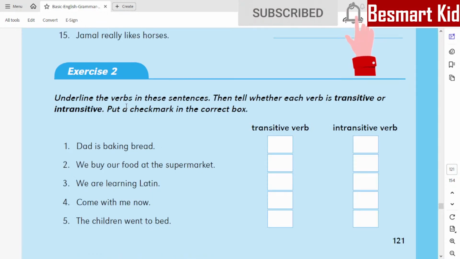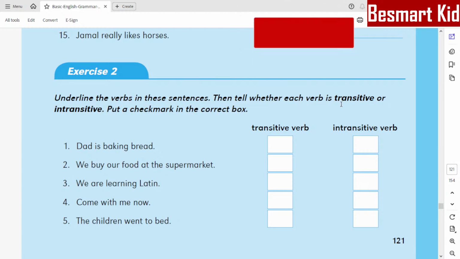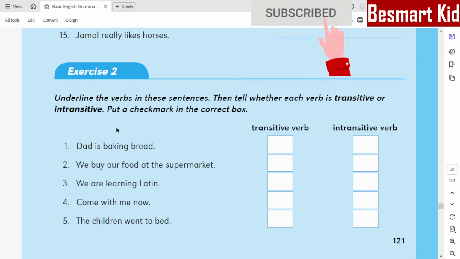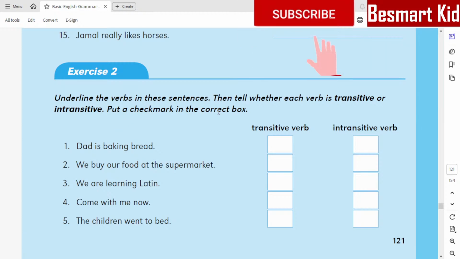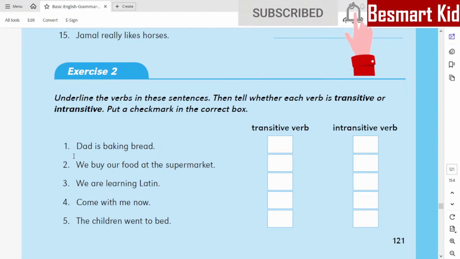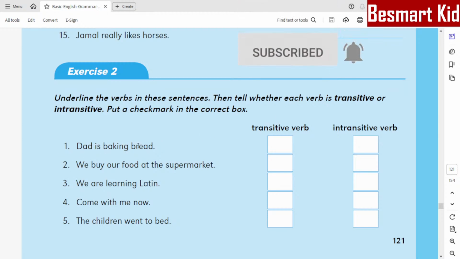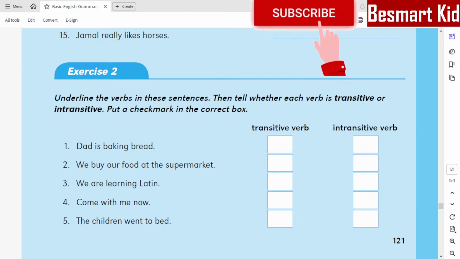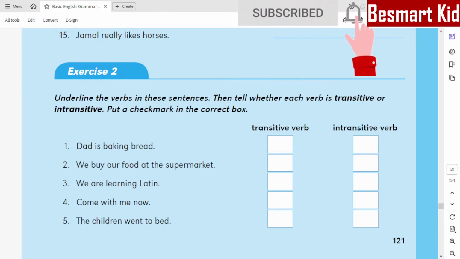Exercise 2. Underline the verb in the sentences, then tell whether each verb is transitive or intransitive. Put a checkmark in the correct box. First, Dad is baking bread. Here we have transitive and intransitive.